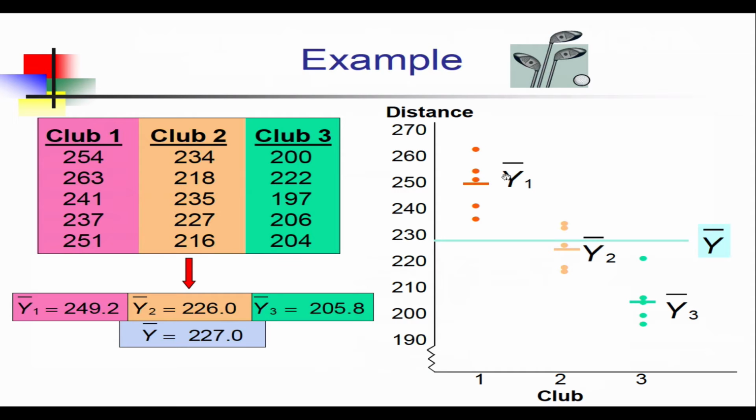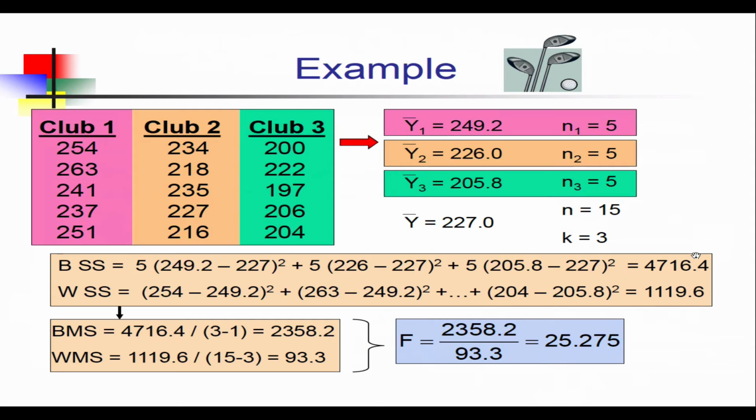You calculate the group mean for club 1. This is the group mean for club 2, for 3. Then take the average of them, you get the overall mean. So here just the group mean and the sample size within each group. The overall mean, the total sample size is 15, k equal to 3. There are 3 groups. Then using those numbers, you can first calculate the between group variation.